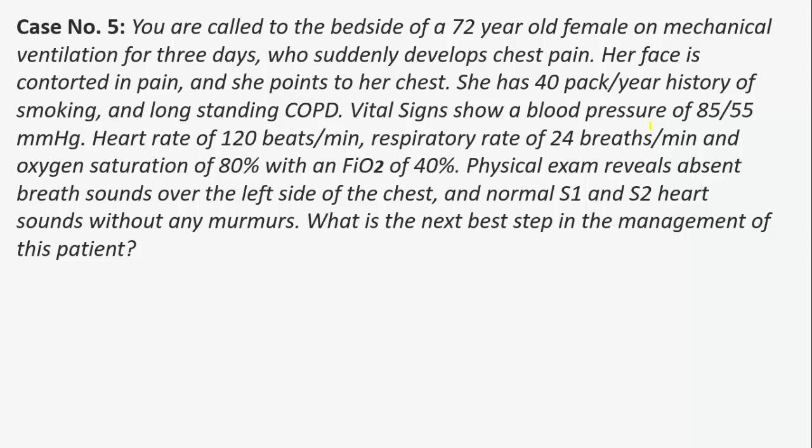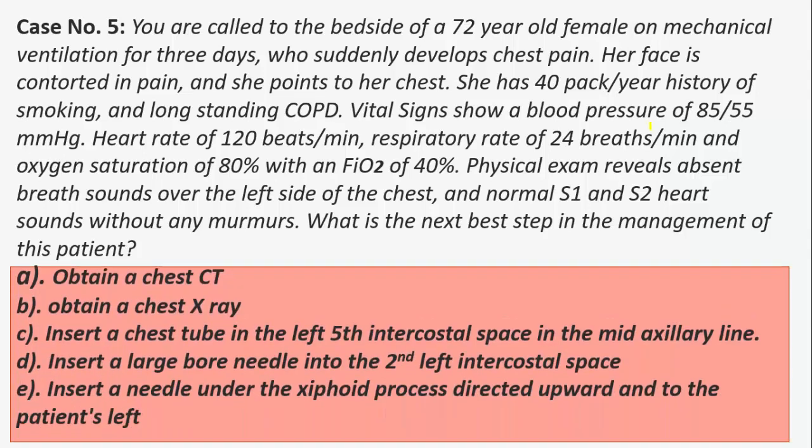Vital signs show a blood pressure of 85/55 mmHg, heart rate of 120 beats per minute, respiratory rate of 24 breaths per minute, and oxygen saturation of 80%. Physical exam reveals absent breath sounds over the left side of the chest and normal S1 and S2 heart sounds without any murmurs. What is the best next step in this patient?